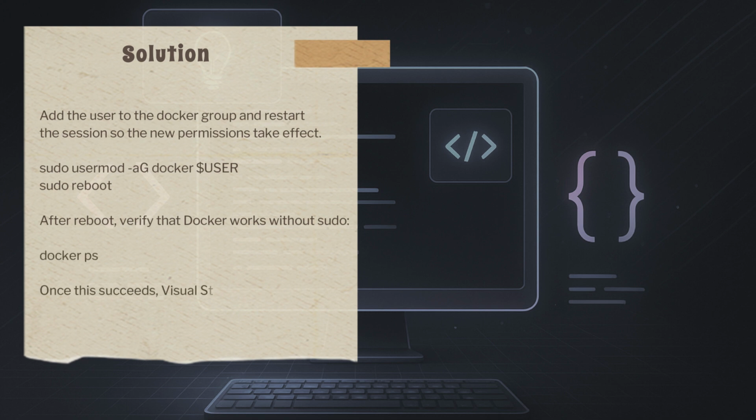Open the terminal and run the following command. docker ps. Once this succeeds, VS Code will be able to connect to Docker normally.